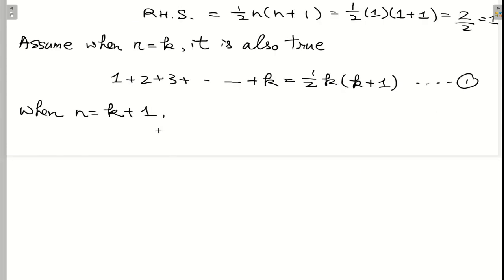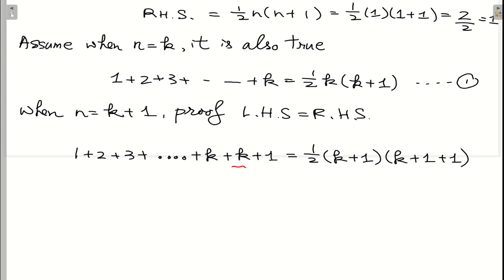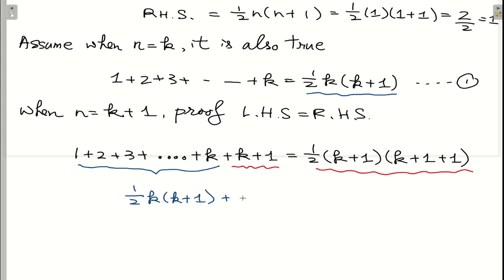And when n equals k plus 1, we want to prove the left-hand side is equal to the right-hand side of the equation. So we have the left-hand side and the right-hand side as follows. On the left-hand side, we add k plus 1, and on the right-hand side, we substitute k by k plus 1. We got this form. And now from the above, we can see that 1 plus 2 plus 3 up to k is equal to half k times k plus 1. So we rewrite it as half k times k plus 1 plus k plus 1. The right-hand side remains the same.